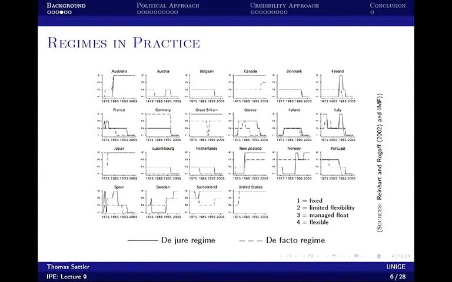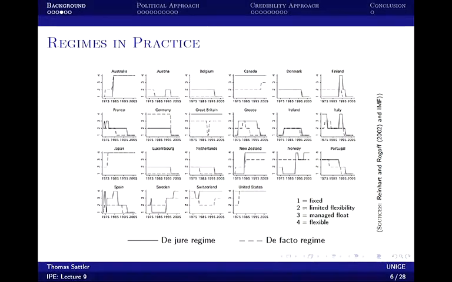Germany is an interesting case because they say they fix it, but de facto they let it float. Normally it's the other way around. Normally we have countries saying that they let it float, but they de facto fix it. And that's Switzerland, for instance. Switzerland says we're having a fully flexible exchange rate. That's what they say. But de facto, they are interfering really heavily in the foreign exchange market, right? So Switzerland is a country that's not honest about what they do.